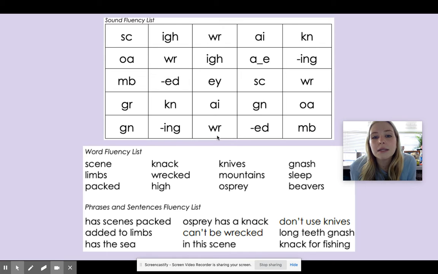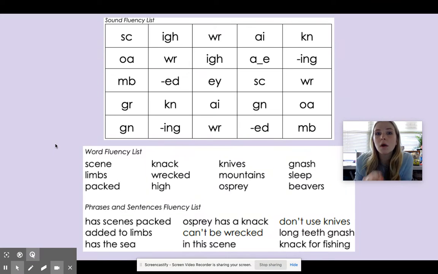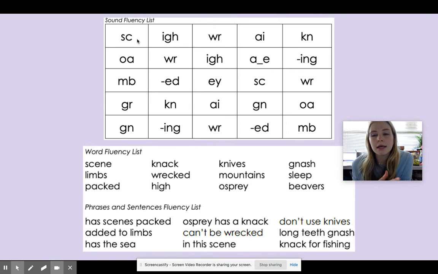Okay. WR, the W is silent, so it just says R, like in the word write, like I'll write you a letter. And I think I found all of them. Oh, one more. The SC. So in the word scene, like a scene from a movie, the C is silent and it's just going to say S. So it would be S, and then the rest of the endings, ed, ing. And I'll let you do the rest of those on your own.